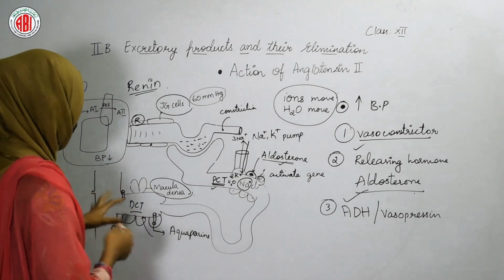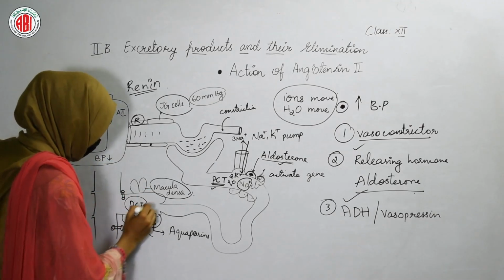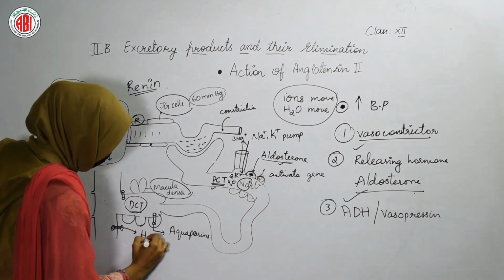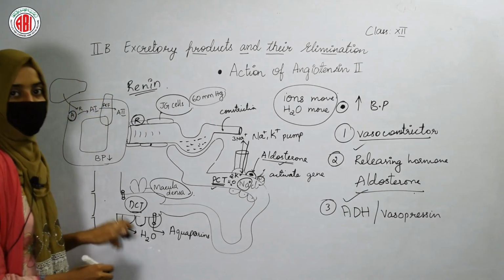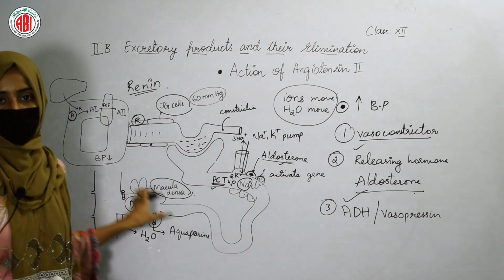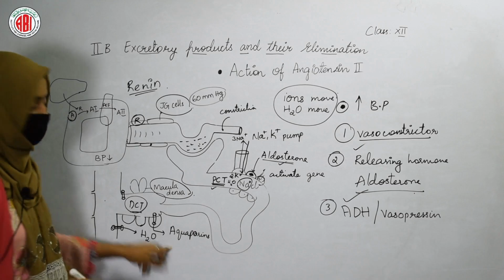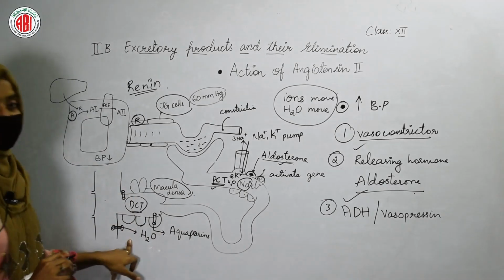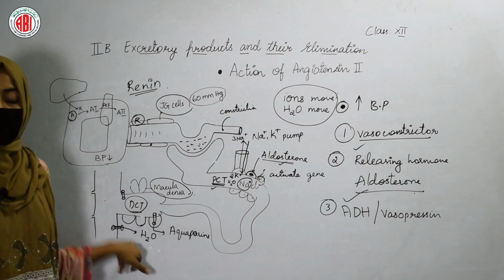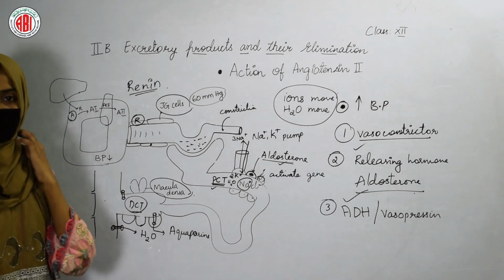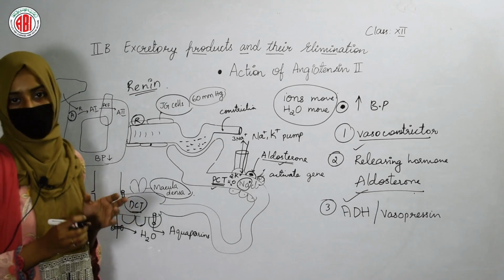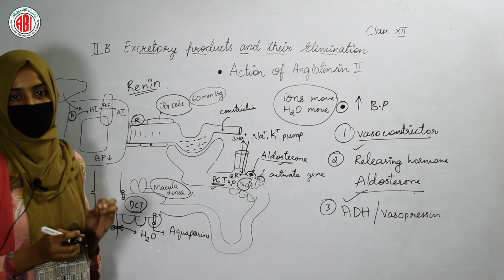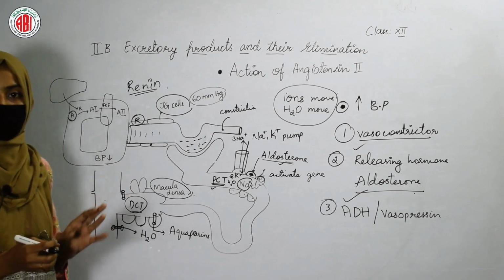So the water present in the distal convoluted tubule and also in the collecting duct can come out easily into the interstitial fluid. The water will move out through these aquaporins from the distal convoluted tubule and from the collecting duct. When this water enters the interstitial fluid, ultimately the volume of the blood becomes high, and as soon as the volume of the blood becomes high, the blood pressure will also increase.